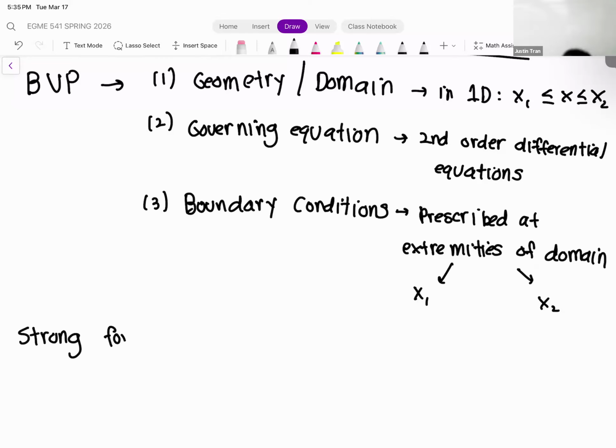All right. So I'm just going to review that very quickly. Okay. So the strong form of a boundary value problem is typically what you've seen, basically all 3 of these ingredients listed separately. So for instance, your domain is, let's say, x1 is less than or equal to x, less than or equal to x2.